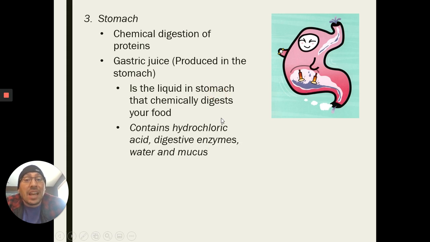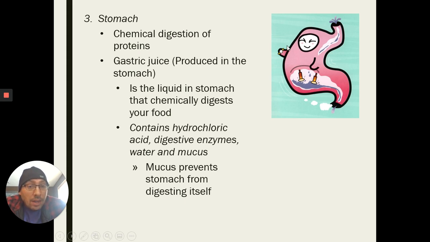It contains things like hydrochloric acid. You typically think of hydrochloric acid, you think of something that can burn you, right? Like blood from those alien movies. But it also contains digestive enzymes, water, and mucus. The mucus that surrounds the stomach lining all the way around actually is what prevents the stomach from digesting itself. So that hydrochloric acid is very, very acidic. Okay, it's got a high pH level. If the stomach didn't have that mucus layer, it would obviously eat away at itself.